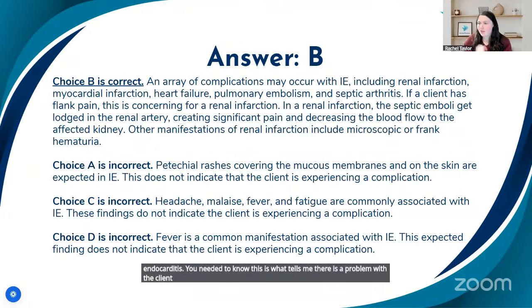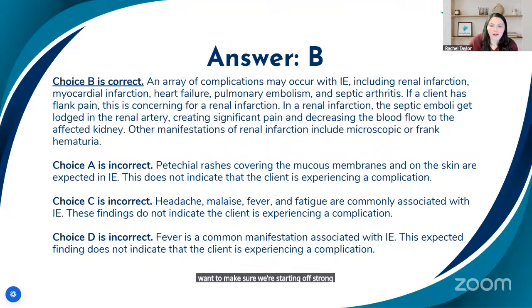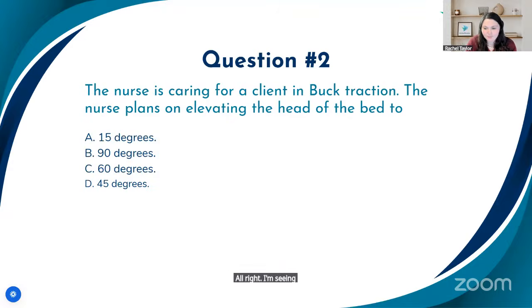Does this first question make sense? Everyone good on question one? Want to make sure we're starting off strong here. All right, I'm seeing yeses, so we're going to keep moving.